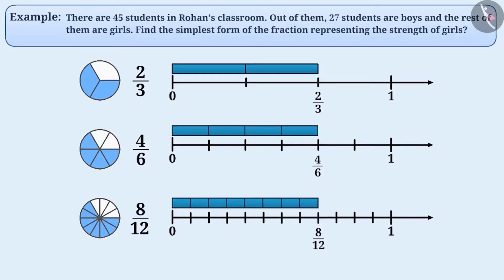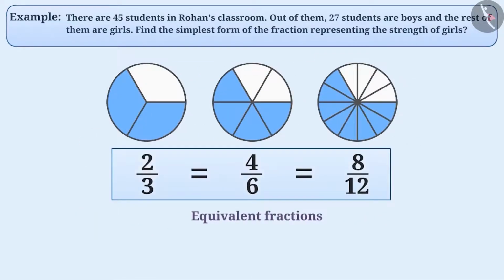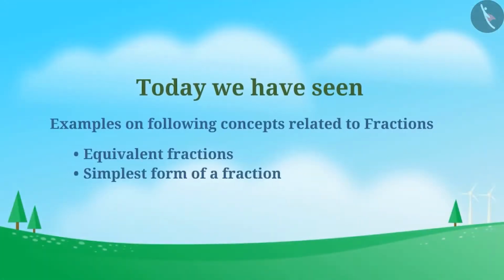As you can see, the fractions 2 by 3, 4 by 6 and 8 by 12 are represented at the same position on the number line. So, their values are equal. That means all these fractions are equivalent. Today, we have seen examples on the following concepts related to fractions. In the next video, we will discuss some misconceptions.